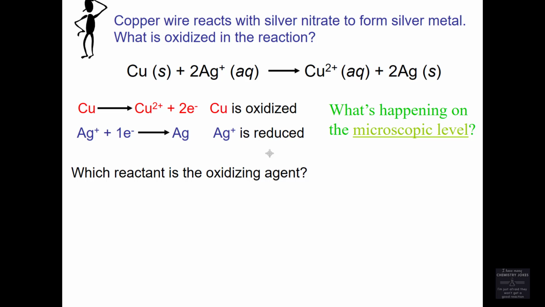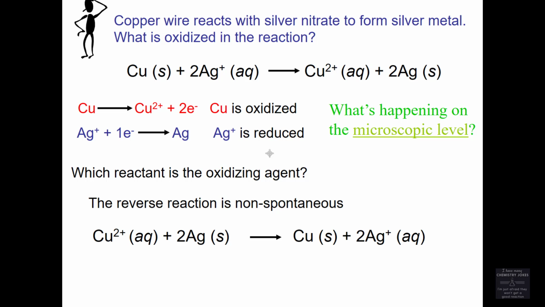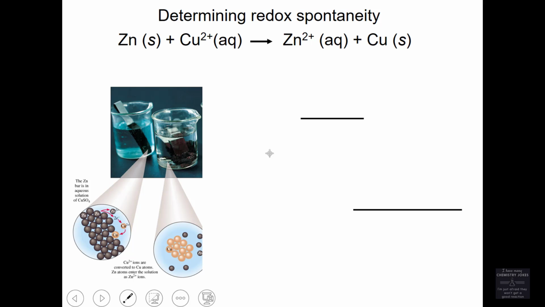What that means is silver would rather have electrons and be a metal than copper. It is more energetically favorable for silver to be in the solid state than copper to be in the solid state. The reverse reaction is non-spontaneous. It is not spontaneous for electrons to leave silver and cling to copper. Non-spontaneous.